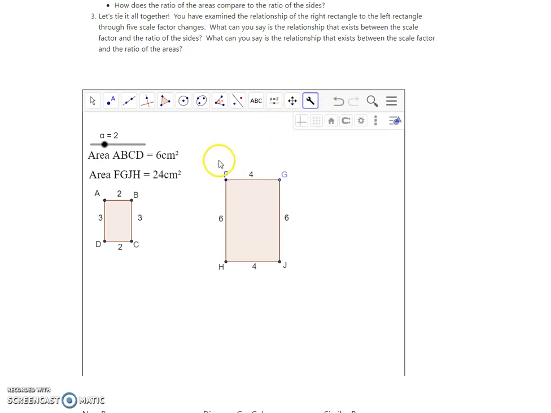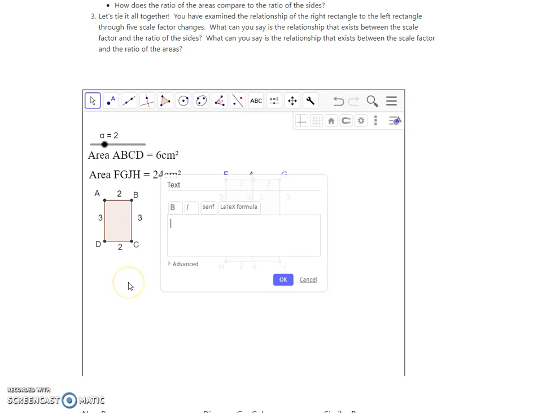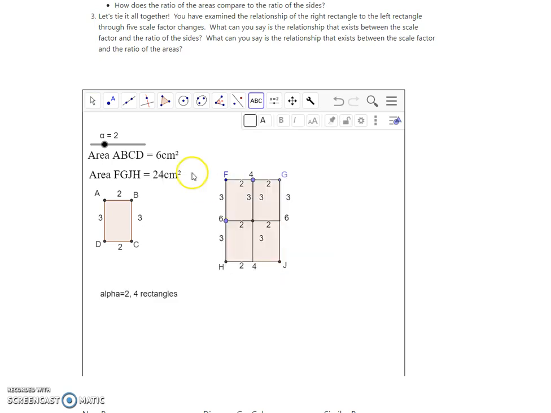So what I notice is that if I put 1, 2, 3, 4. So when I'm going to use a little text here, alpha equals 2, I get 4 rectangles. Okay, so let's see what happens then when I go to alpha equals 3.